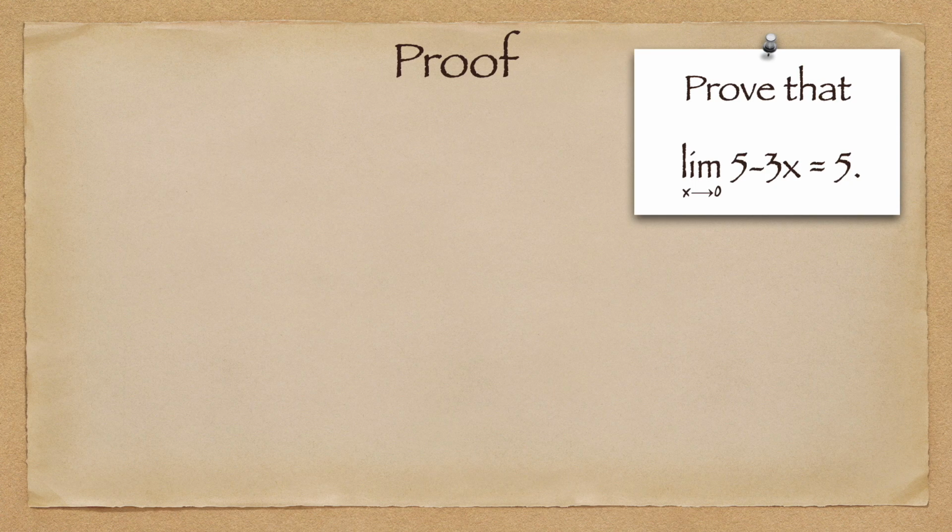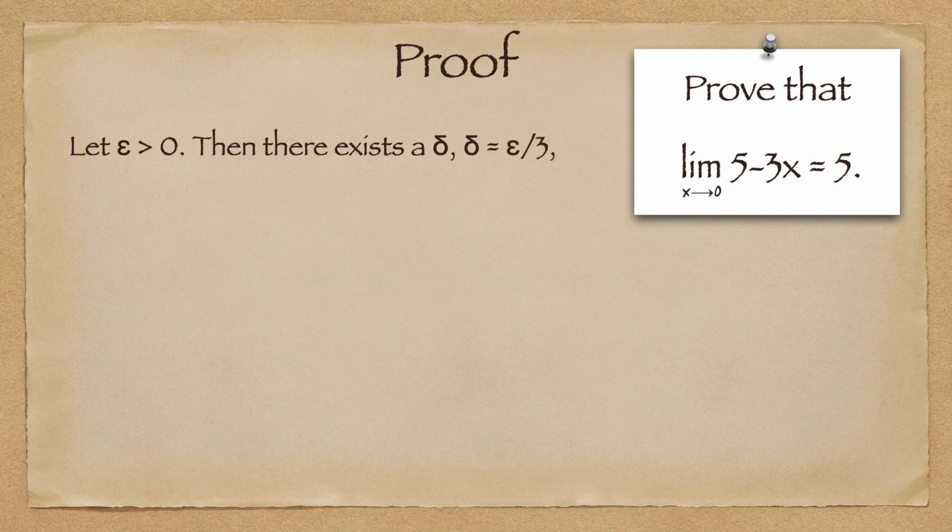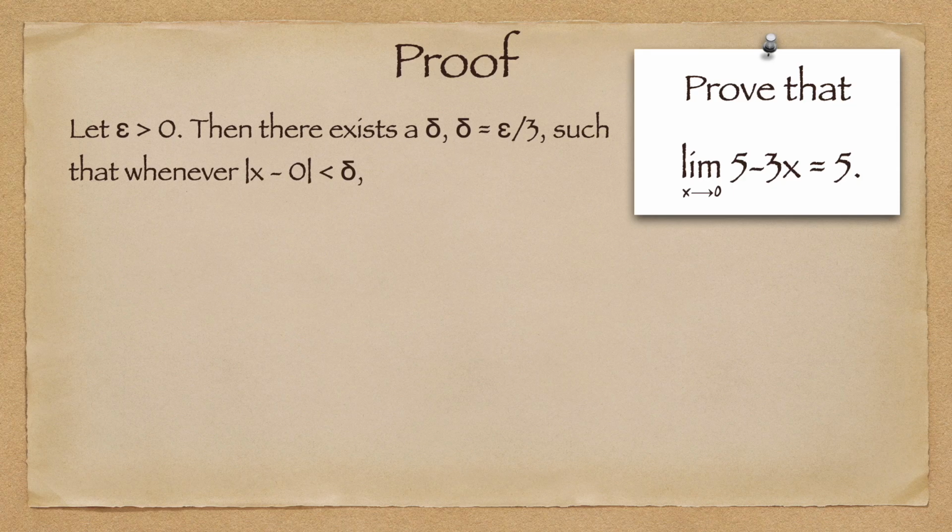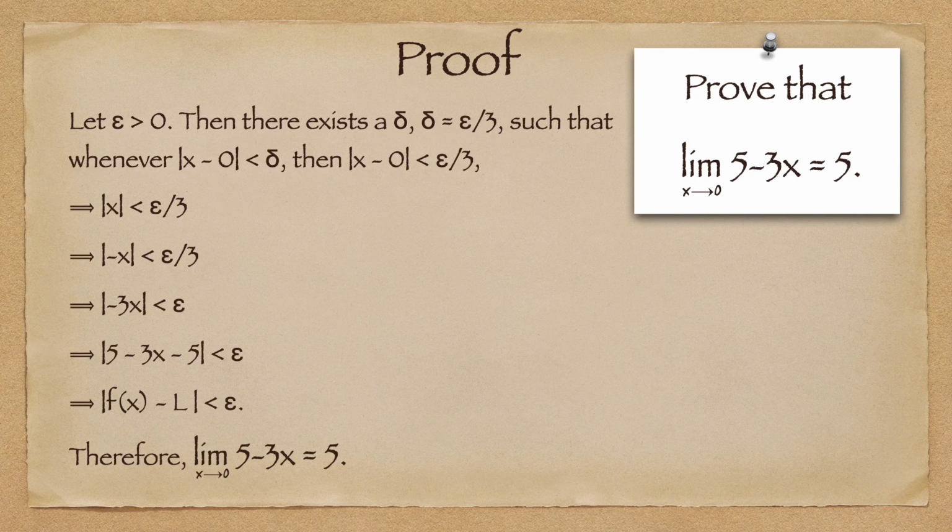So let's write the proof. You can always start out the same way. Let epsilon be greater than 0. Then there exists a delta, and you say what the delta is. In this case, epsilon divided by 3. And then we show that it works, such that whenever x minus 0 is less than delta, and then we're just going to copy what we just did, then x minus 0 is less than epsilon divided by 3.